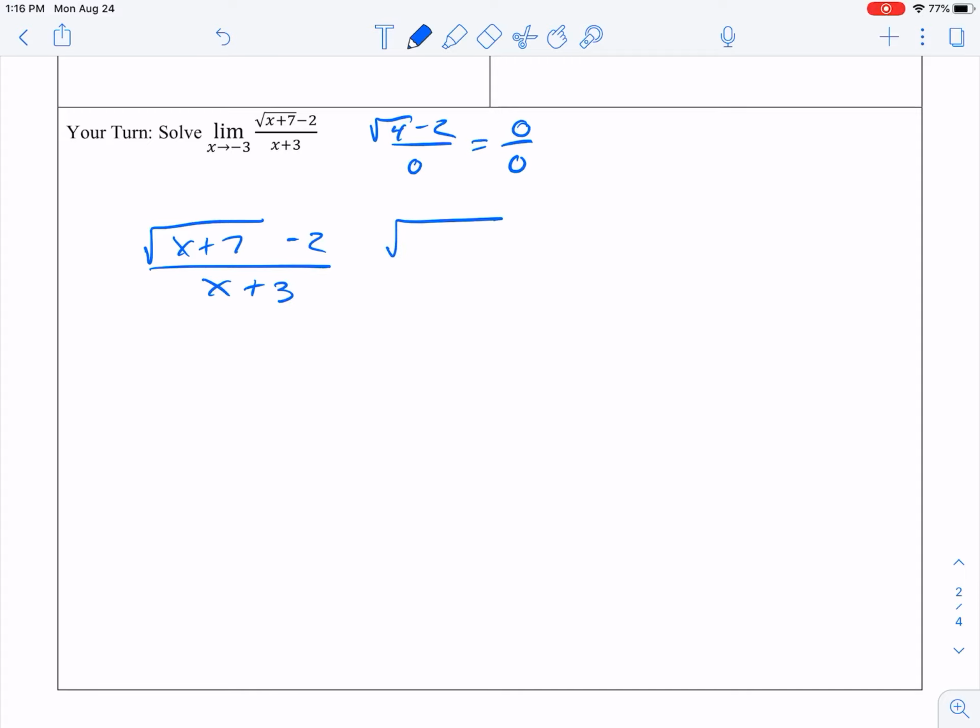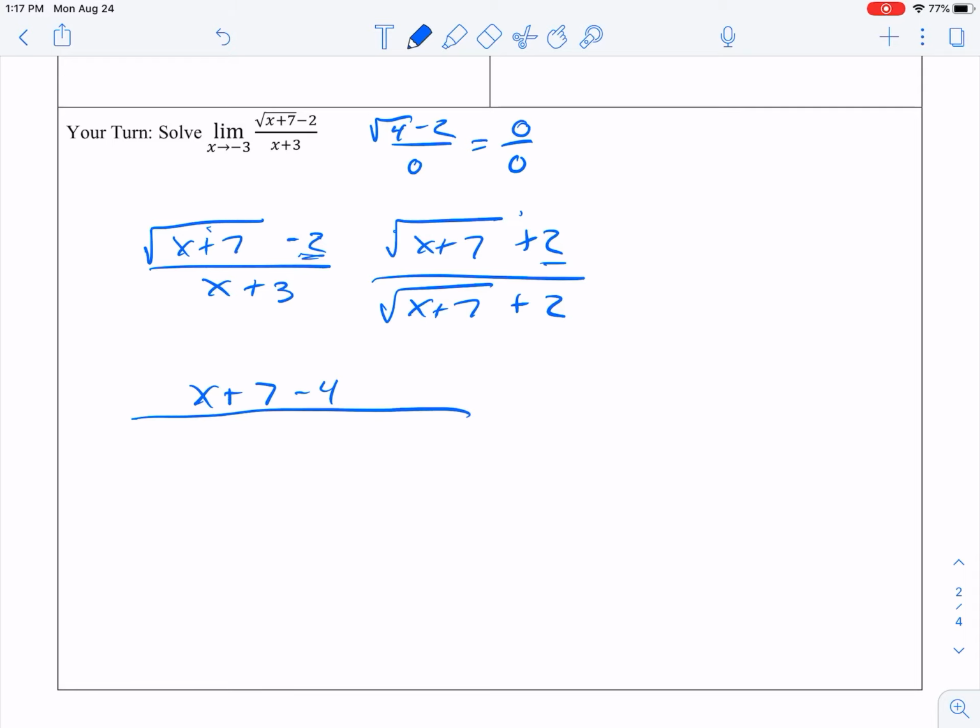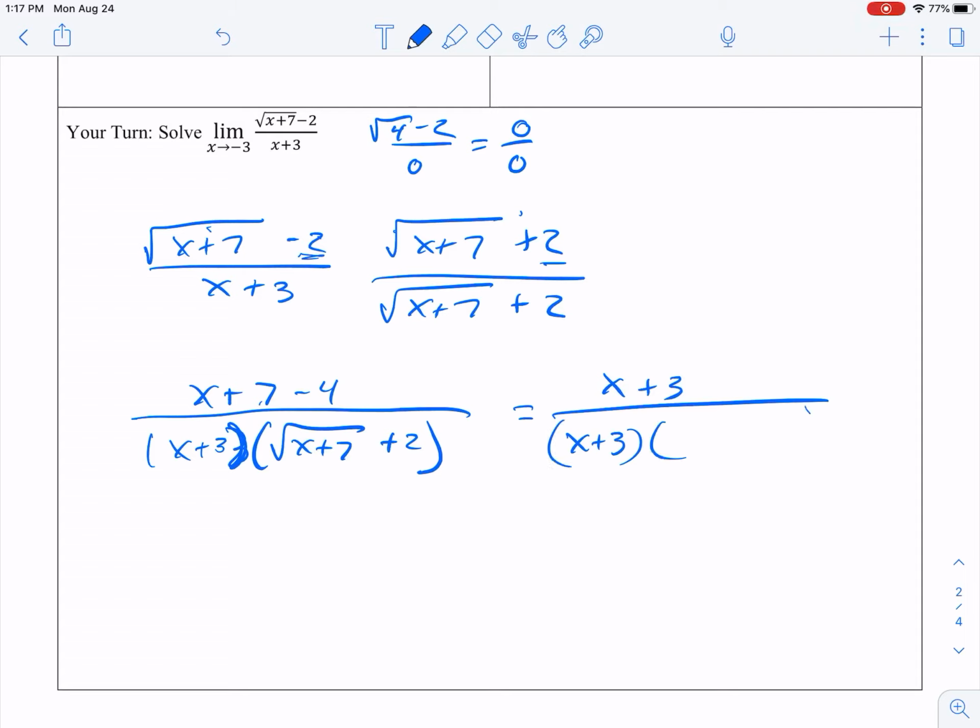The conjugate, square root of x plus 7 plus 2. Square roots multiply and you get x plus 7. The middle term goes out because you get a negative and you get a positive. Negative 2 times positive 2 is negative 4. This is x plus 3. This is the square root of x plus 7 plus 2. The top simplifies into x plus 3. The bottom is x plus 3 times the square root of x plus 7 plus 2.